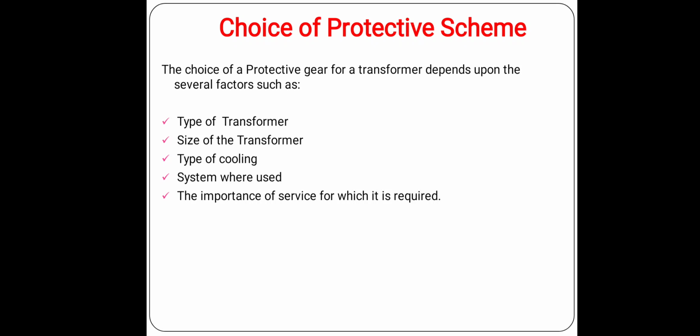The second one is the size of the transformer. The size of the transformer also matters for the choice of protective scheme. Also, which type of cooling we will use in the transformer, where the power transformer is used, that is its electrical location in the network, and the importance of the service for which it is required. So these are the several factors on which the choice of protective scheme depends.